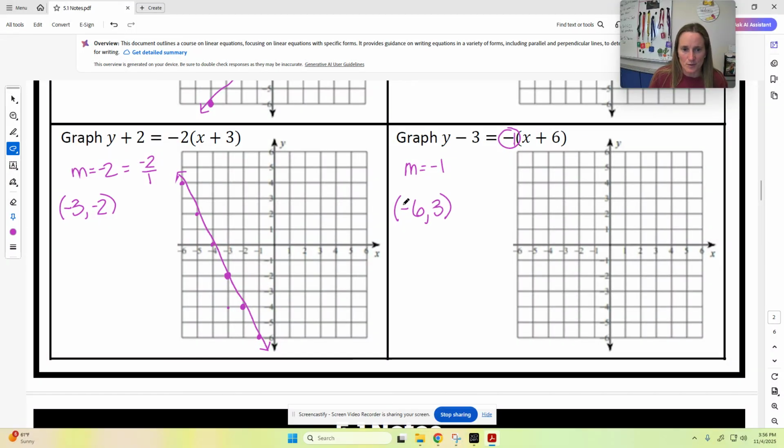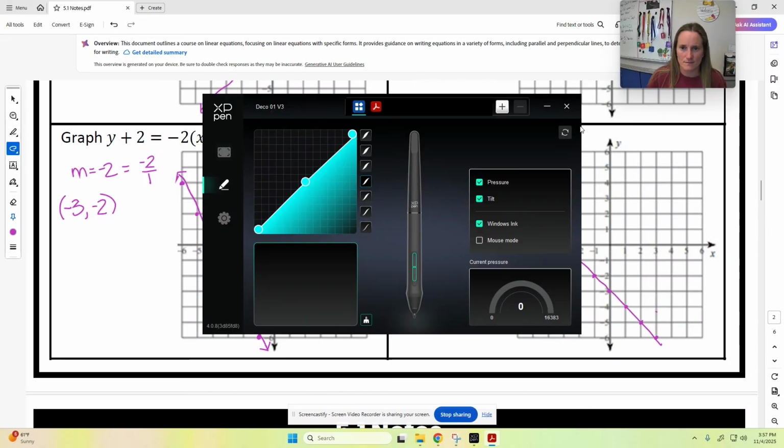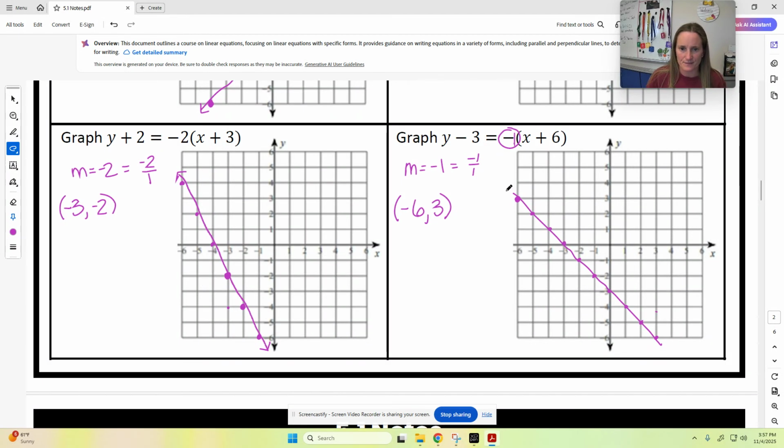So I'm going to graph the point -6, 3, and I'm going to use my slope of -1, remembering that that's -1 over 1, so down 1 over 1, to graph some more points on this line. Again, I'm going to go all the way across the graph because it's really hard to graph without a ruler. Connect the dots, extending beyond. Sorry about that. And arrows on the end.